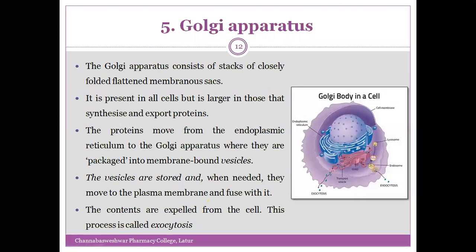Then we discussed the next organelle, the Golgi apparatus. It is also stacks, which lie close to the nucleus and close to the endoplasmic reticulum, and the Golgi apparatus is important for storage of proteins produced in the cell. It stores the proteins in vesicles, and as per the need, it transports those vesicles out of the cell for their functions. So this is about the Golgi apparatus.